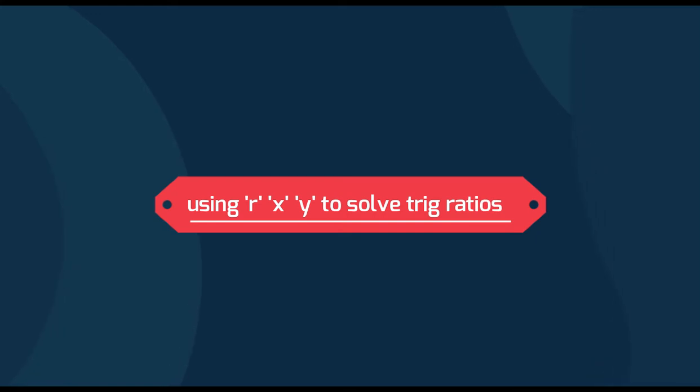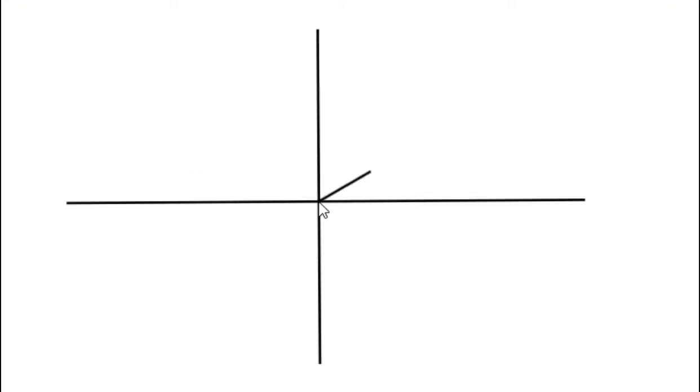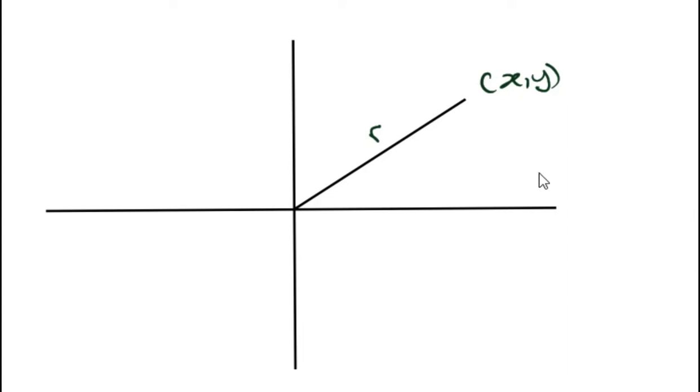Another format for trig ratios normally happens in a Cartesian plane. So if you're given a point, and this point, let's call it x and y, we understand that the distance from the origin to the point would be represented as r. All we need to do is draw a line connecting the x-axis. And what that does is that it creates a right angle triangle.